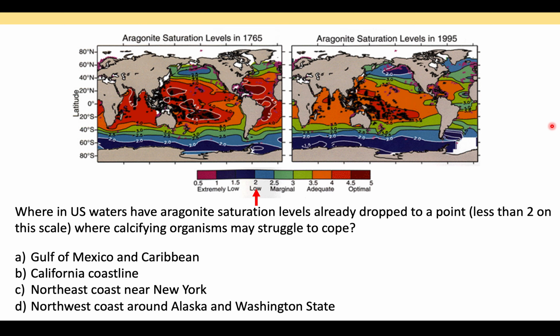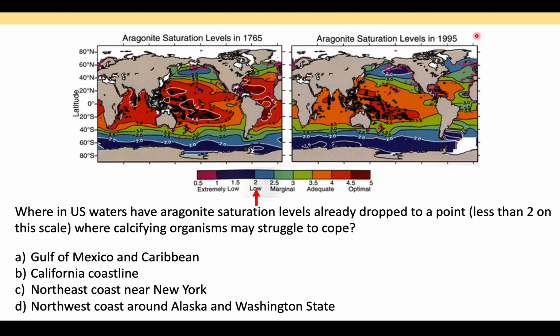So where in U.S. waters, I should clarify, that's what I'm asking, is where in the coastal United States are we seeing values now where these organisms are not going to be able to survive? So you want to look at the blue colors. Lower than 2 is where these organisms are not going to make it. So the dark blue, even the pink, we can see around the U.S. we have that off the southern coast of Alaska and the western coast of Washington State.